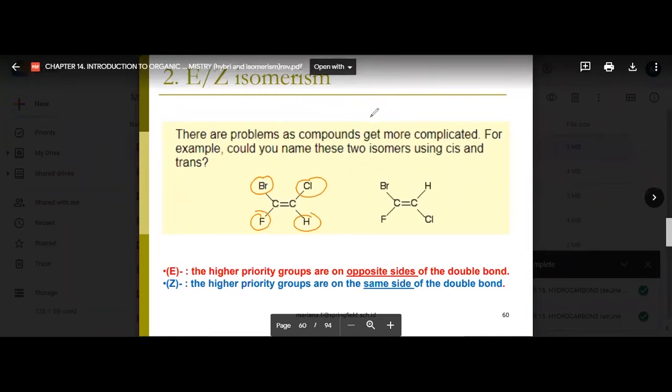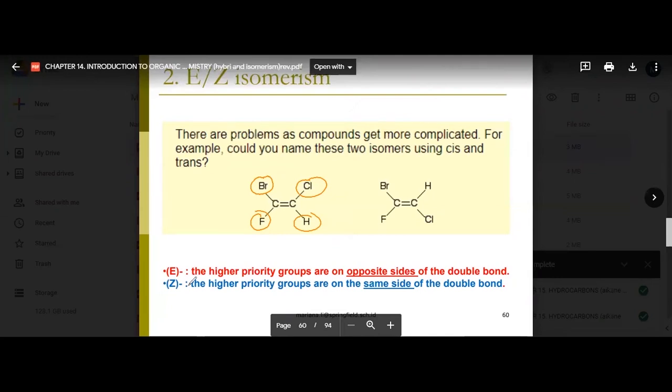But the second requirement is that the groups at the first and the second C should be the same. Minimum one group should be the same. It does not fulfill the requirement, right? Since Br, Cl, F, H differ from each other. So how do we determine the geometrical isomerism for this compound? Okay, I will introduce you to E-Z isomerism.